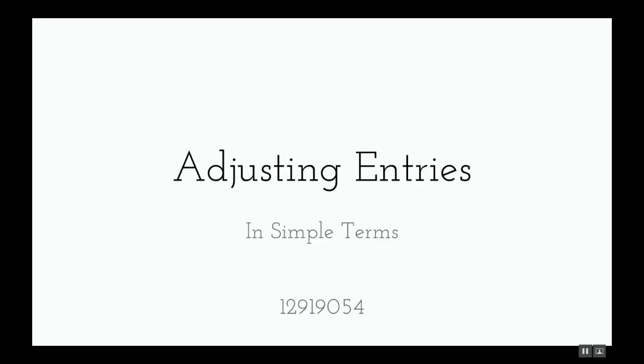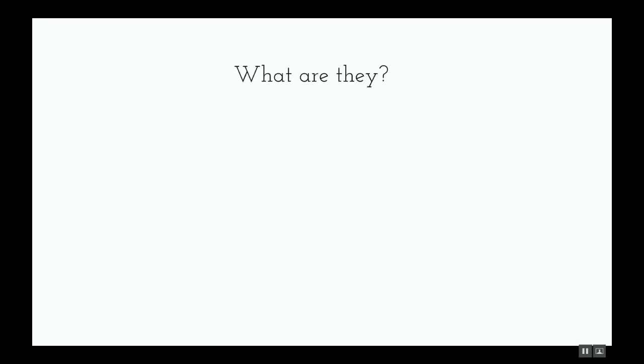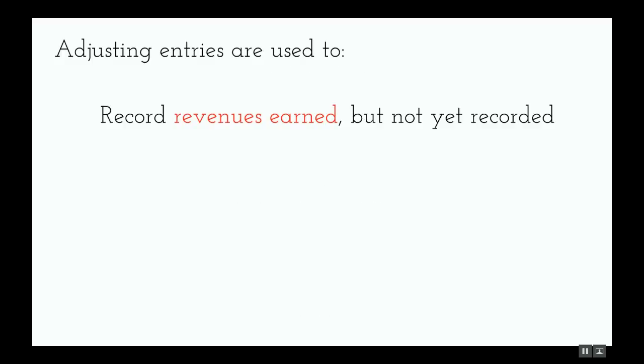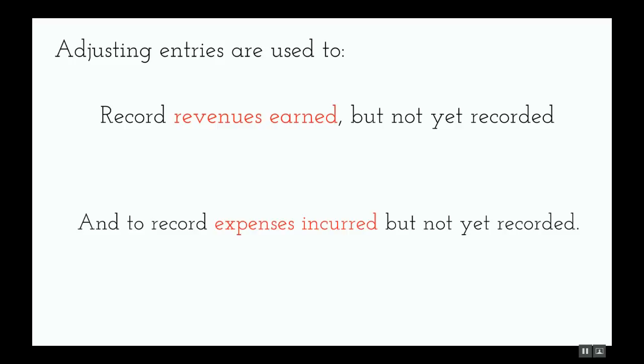Adjusting entries, in simple terms. So what are they? And what are they for? Adjusting entries are used to record revenues earned but not yet recorded, and record expenses incurred but not yet recorded. Why do we use them?